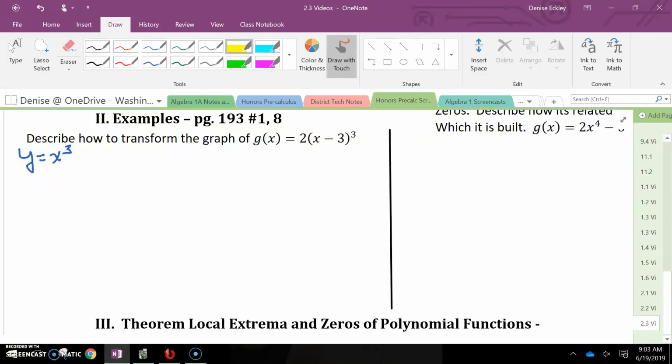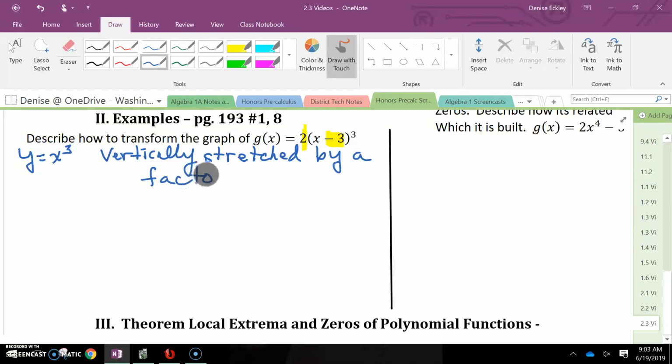So the things we want to notice is we now have a leading coefficient of 2, and we also have subtraction by the 3. So the leading coefficient of 2 tells us that it's been vertically stretched by a factor of 2. And the minus 3 tells us it's been shifted right 3 units.